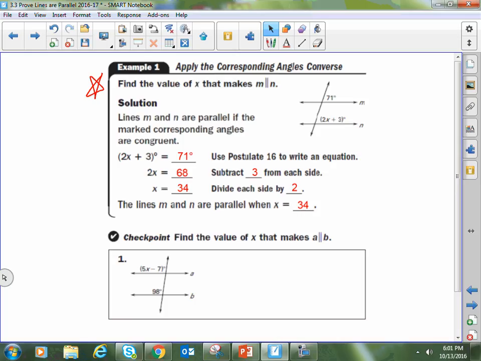So the example that you see at the bottom here that makes lines A and B parallel to each other is pretty much the same concept. What I want you to do is go ahead and pause the video and work it out. Set up the equation, see what you get. And when you're ready, hit play again, see what the answer is.